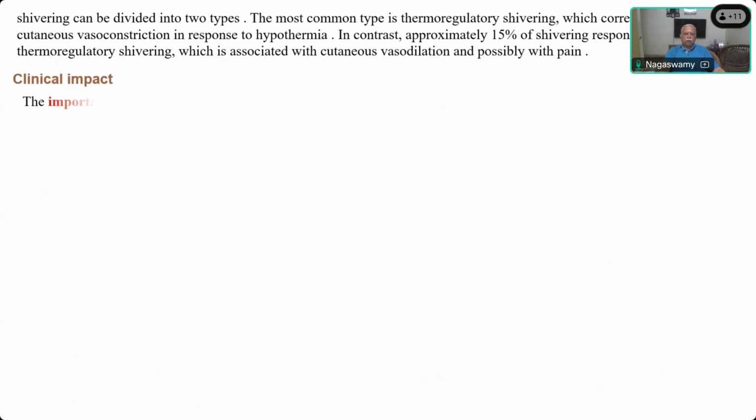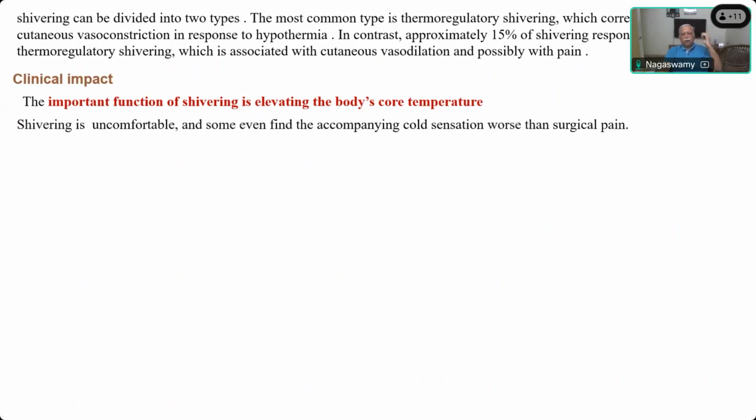Now, what is the clinical impact of this? An important function of shivering is elevating the body's core temperature. But shivering is uncomfortable. Some even find the accompanying cold sensation worse than the surgical pain. Very sensitive patients, especially when you do a surgery under spinal or a plexus block, if the patient is very sensitive to cold, then even though the operative area is totally pain free, the patient will never be comfortable. He will keep complaining.